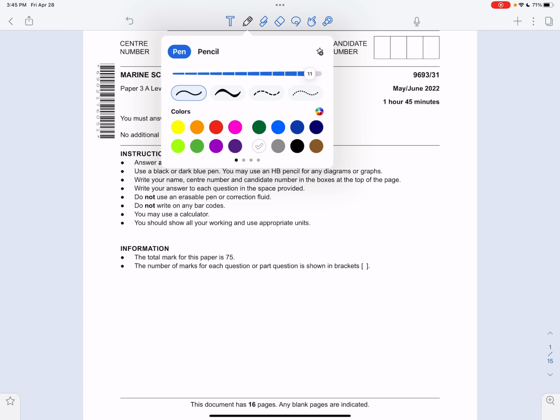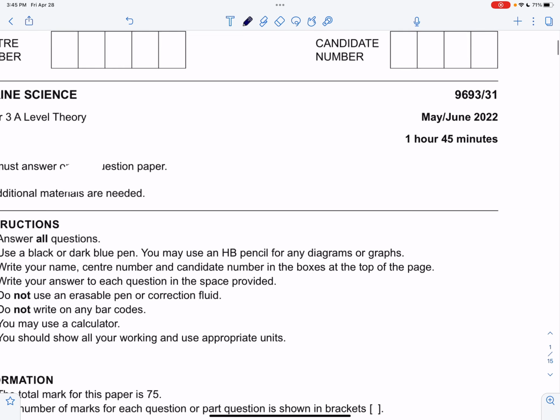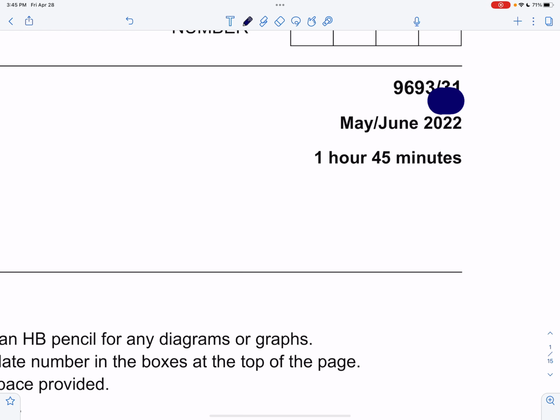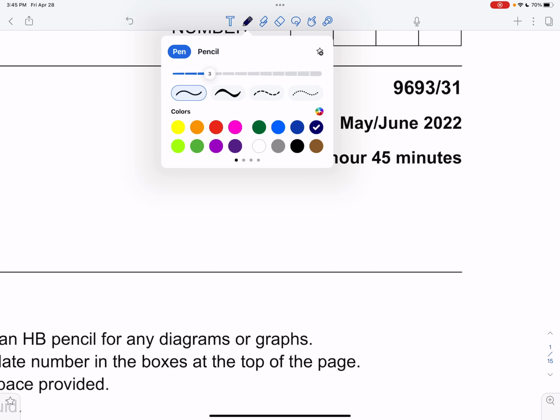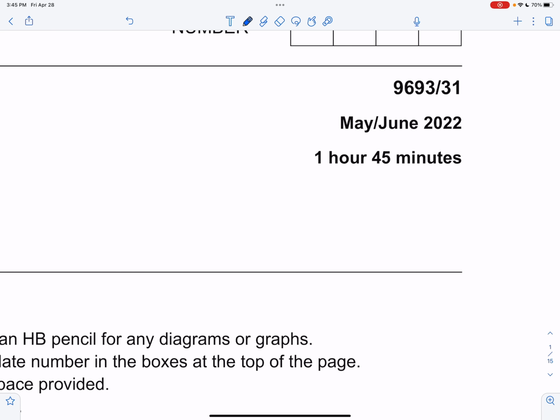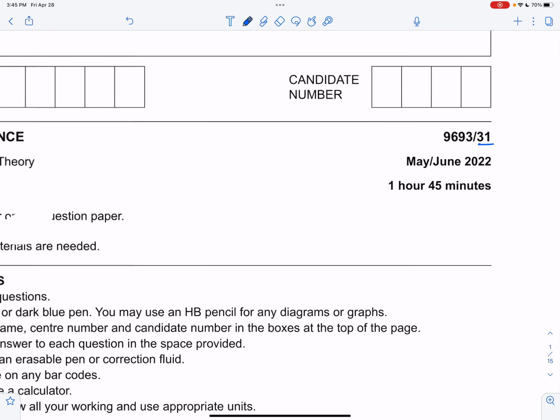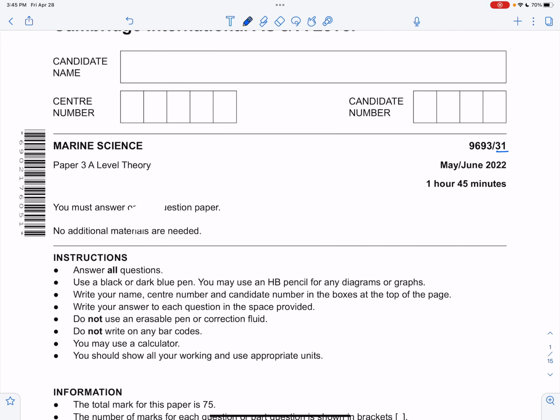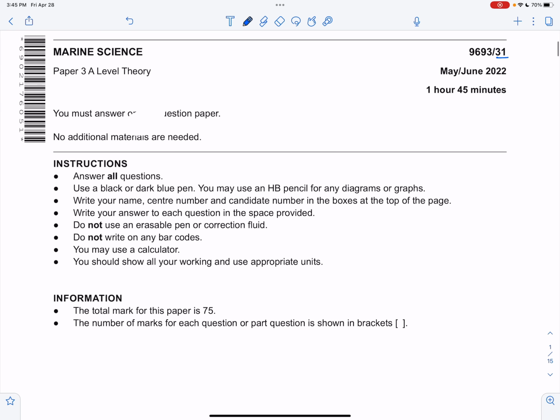This is a full paper review of paper 3.1. So paper 3 version 1, or time zone 1. And this is from May/June 2022. This is for students in the A-level marine science.